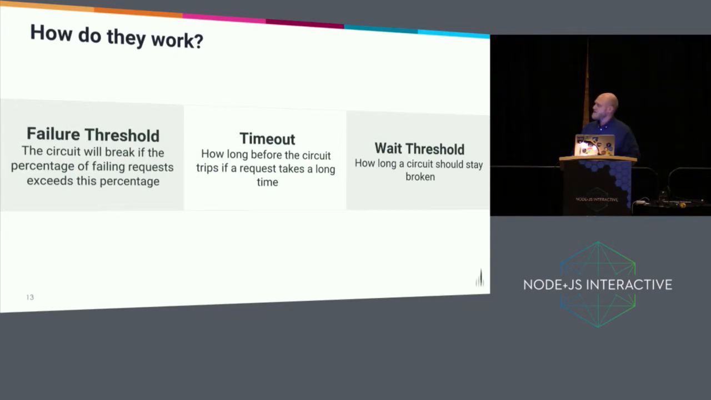A couple other key concepts. Important to note, we have the failure threshold, which is: the circuit will break if the percentage of failing requests exceeds this percentage. We also have the timeout, which is how long before the circuit trips if a request takes a long time. I'm basically reading the screen here. Wait threshold is how long a circuit should stay broken before it does that half open request again.